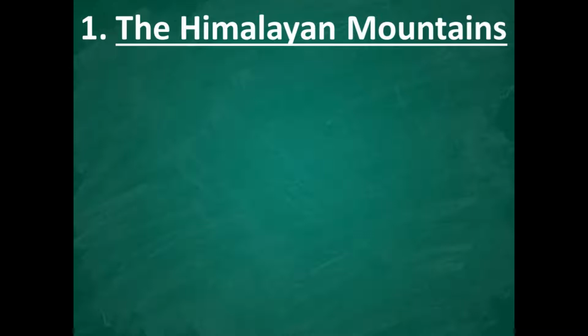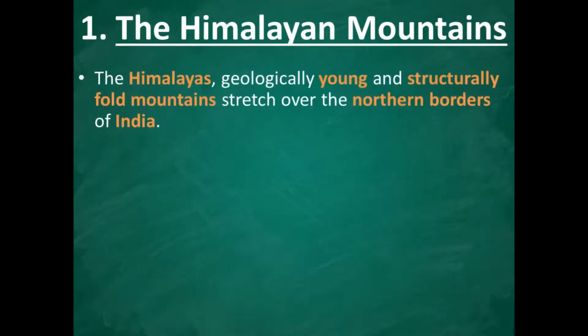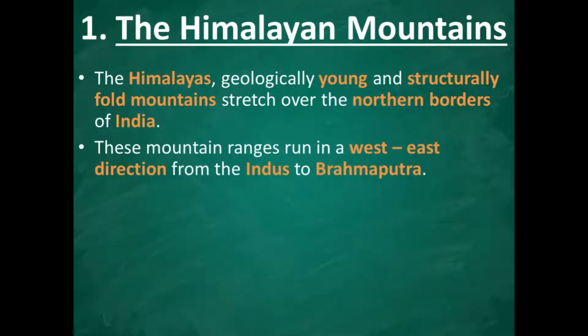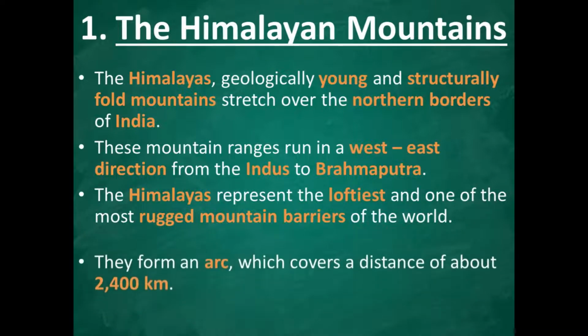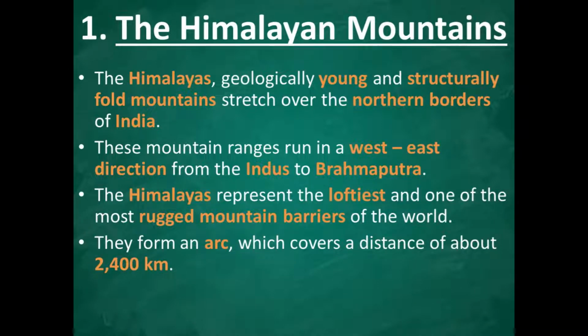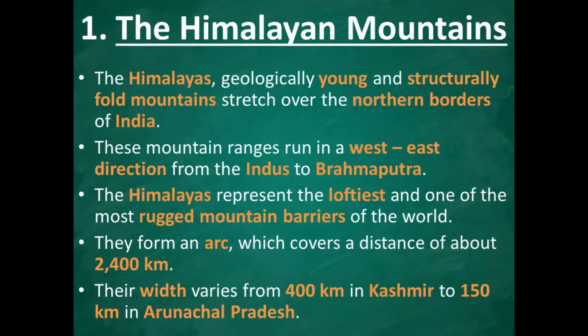First, we are going to see the Himalayan Mountains. The Himalayas, geologically young and structurally fold mountains, stretch over the northern borders of India. These mountain ranges run in a west-east direction from the Indus to Brahmaputra. The Himalayas represent the loftiest and one of the most rugged mountain barriers of the world. They form an arc which covers a distance of about 2,400 km. Their width varies from 400 km in Kashmir and 150 km in Arunachal Pradesh.